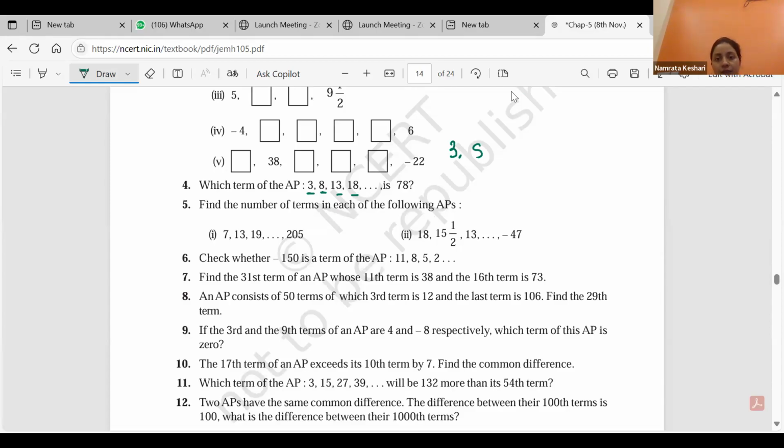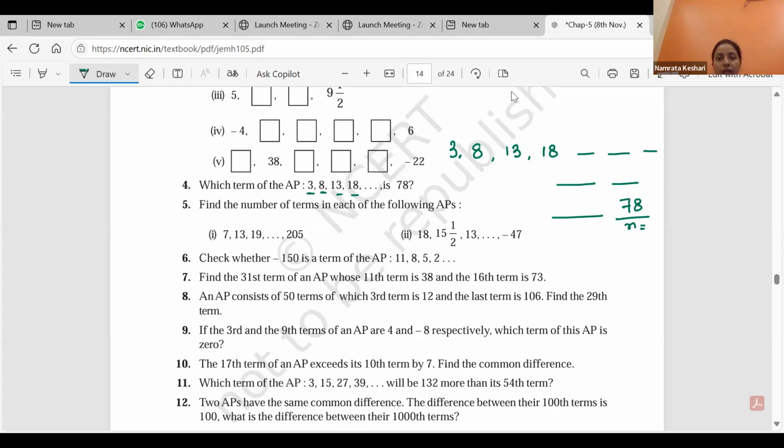3 is there, 8 is there, 13 is there, 18 is there. At which place is 78 sitting? What is that n where 78 is sitting? Making sense?